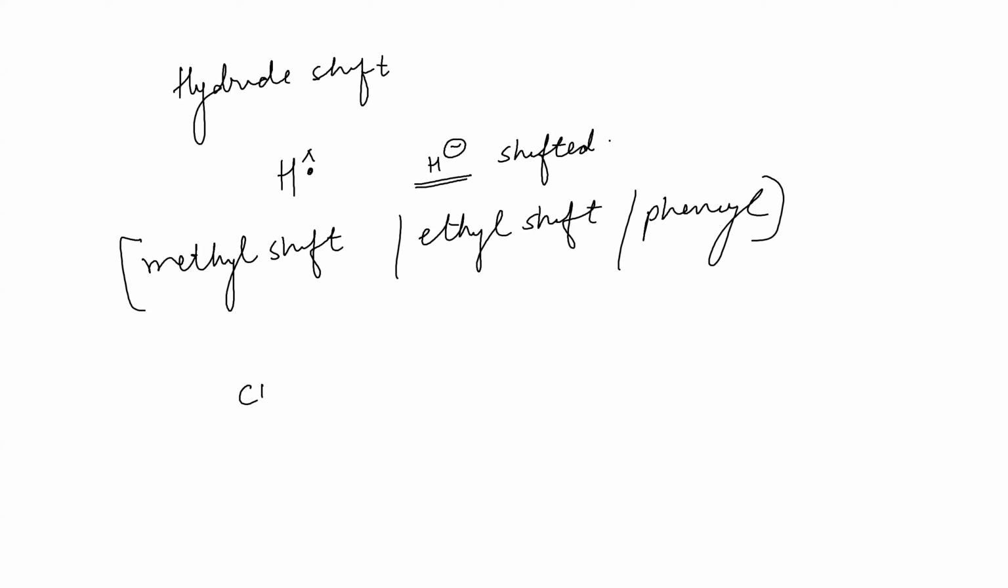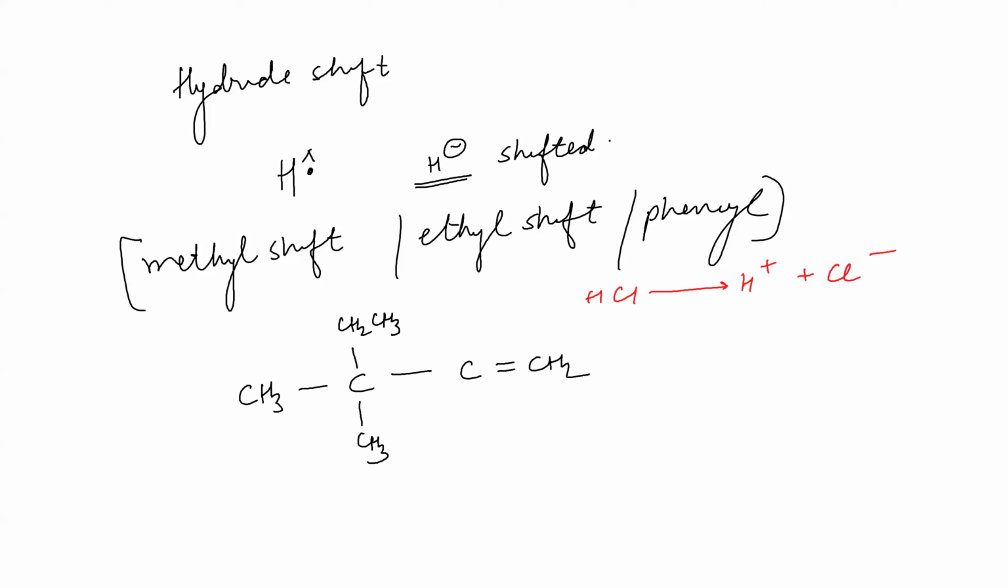Now let's take an example. Some HCl molecule we have. Now the HCl molecule breaks down to form H plus and Cl negative. So when this HCl molecule breaks down to form H plus and Cl negative, obviously H plus will attack. The bond will open. Once the bond opens up, we have CH3, C, CH2, CH3, and CH3, and CH2, and an H connects here, and we acquire a positive charge.